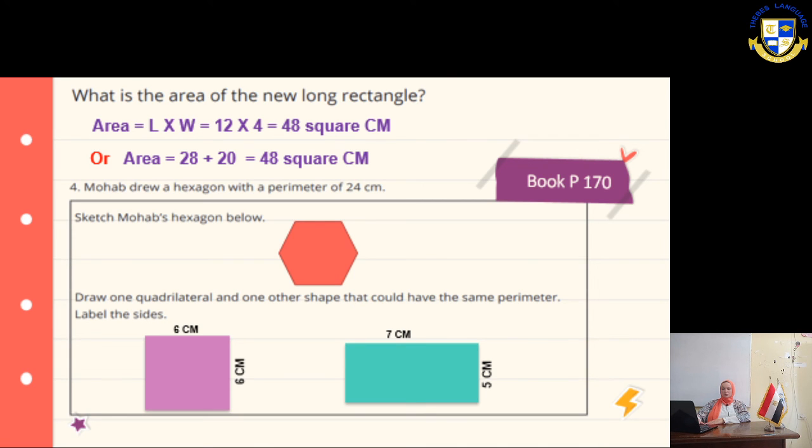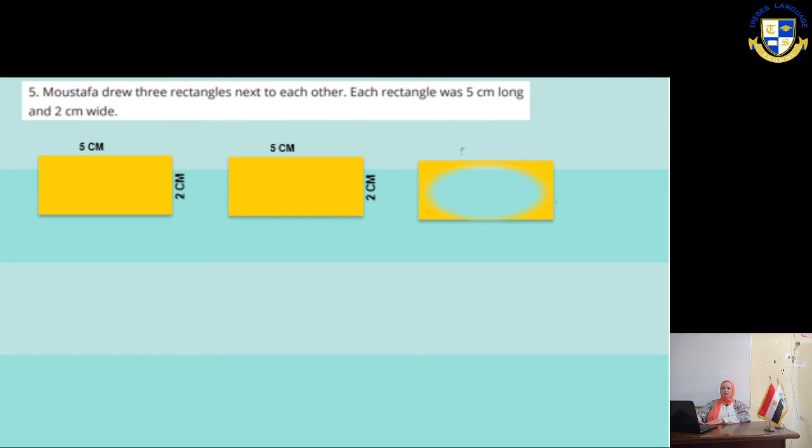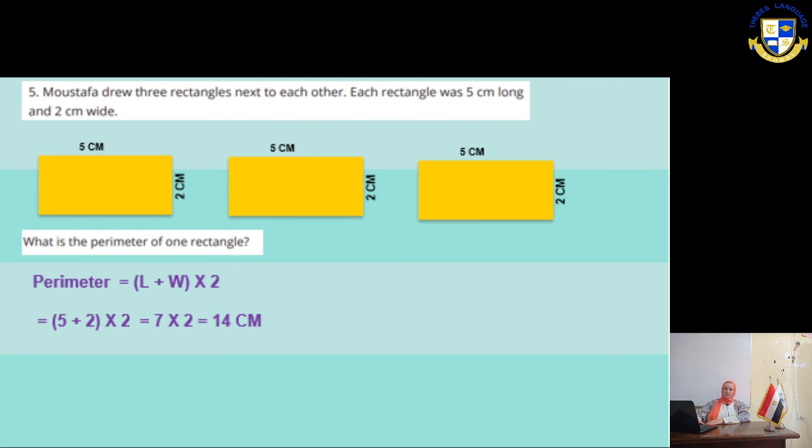In the next page, Mustafa drew 3 rectangles next to each other. Each rectangle was 5 centimeters long and 2 centimeters wide. Okay, so draw the rectangle. Here are our 3 rectangles. Now what is the perimeter of one of the rectangles? We are going to make length plus width times 2, so it will be 7 times 2 equals 14. What is the area of the rectangle? The area is length times width, so we are going to make 5 times 2 equals 10.